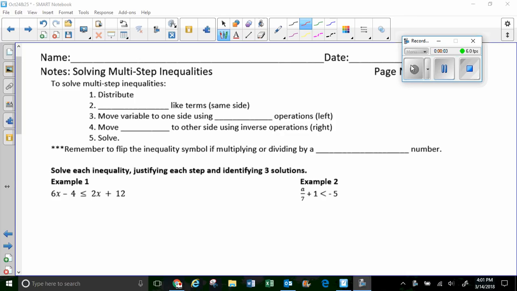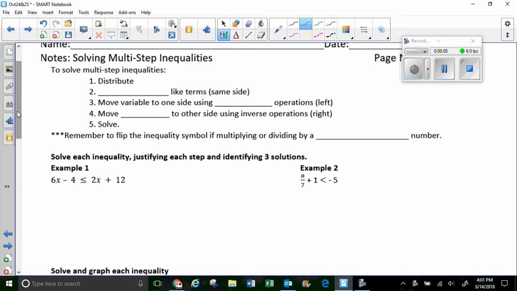Alright, today we will be continuing with solving inequalities. Last class you did solving multi-step inequalities, and today we're going to be adding on to that and you'll be solving multi-step inequalities. So your first step, similar to solving equations, is to distribute. After that, look to combine like terms as long as they are on the same side.